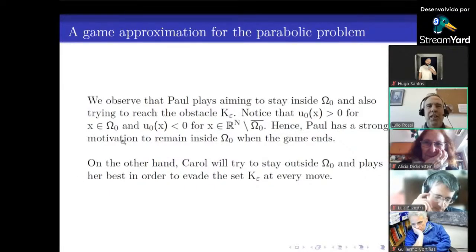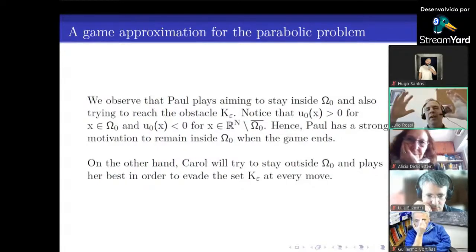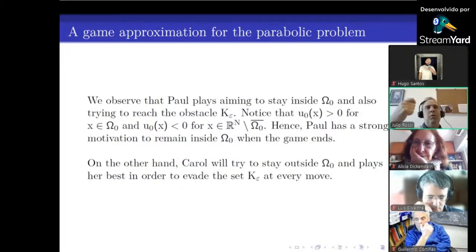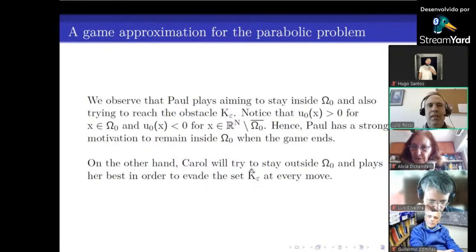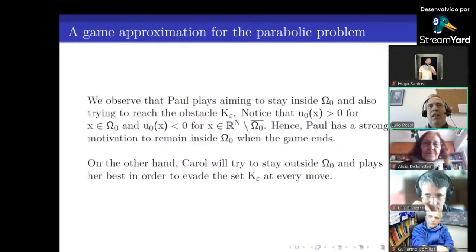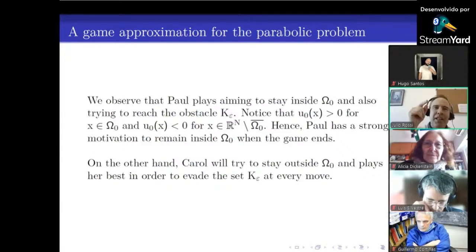If there is no obstacle, one can show that Carol has a strategy, she may choose the sign in such a way that you exit any possible ball if you play a lot of times. So without the obstacle, this game is clearly favorable to Carol. It is the obstacle that prevents Carol from winning for every possible time, or for large times, let me say. So Paul has to take advantage of the obstacle.